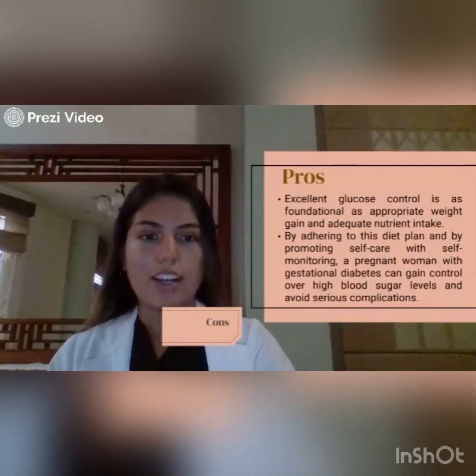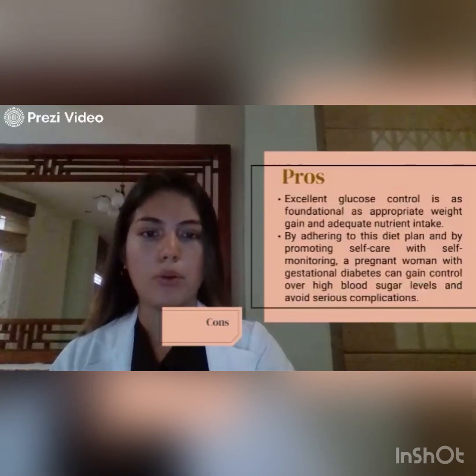Pros: excellent glucose control is as foundational as appropriate weight gain and adequate nutrition intake. By adhering to this diet plan and by promoting self-care with self-monitoring, a pregnant woman with gestational diabetes can gain control over high blood sugar levels and avoid serious complications.